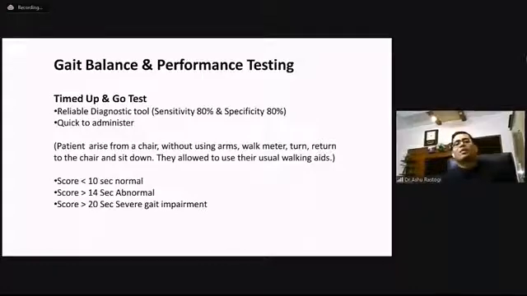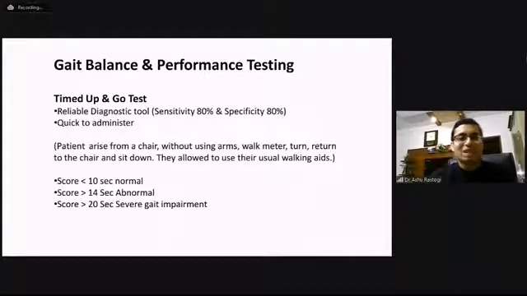Now, this is a simple test that I want to highlight, and it does not require any gadgets. It has very good sensitivity and specificity to diagnose neuropathy, and it is very quick to administer. What you do is ask the patient to sit calmly on your chair. Then ask the patient to rise from the chair without using the arms of the chair, walk a meter, turn around, come back to the chair and sit down. You just need to know how much time it takes.